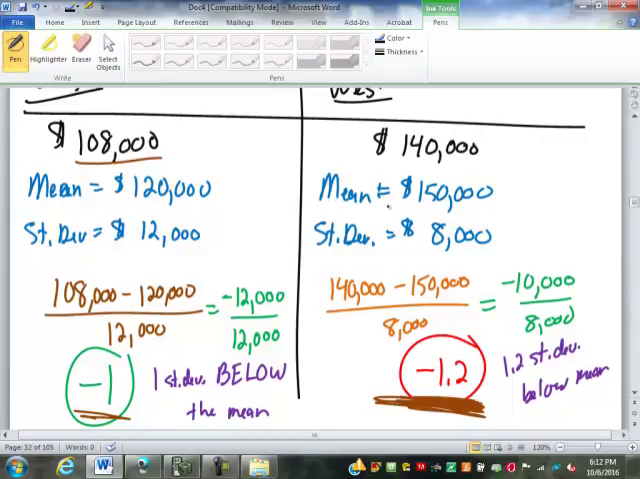Todd, you lost me on the 1.2. Okay. So I did the 140,000 minus 150,000 is negative 10,000. Yep. Then I divided by that standard deviation of 8. That should be 1.25, shouldn't it? Is that where I lost you? In fact, my math was off? Yeah. Negative 10,000 divided by 8 is negative 1.25. Thank you. So that's 1.25 standard deviations below the mean.